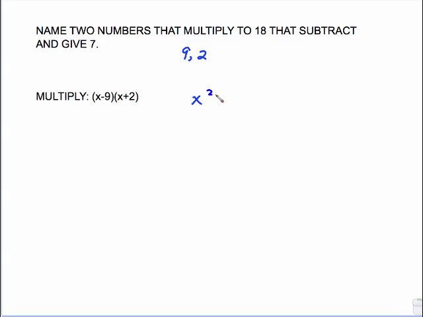This will be x squared plus 2x minus 9x minus 18. When I put these together, this is 2x minus 9x, because these signs are different. When you're dealing with different signs, you take the sign of the larger and subtract. Minus 18. So now pretend we hadn't done that multiplying. Here's x squared minus 7x minus 18 that I want to factor.